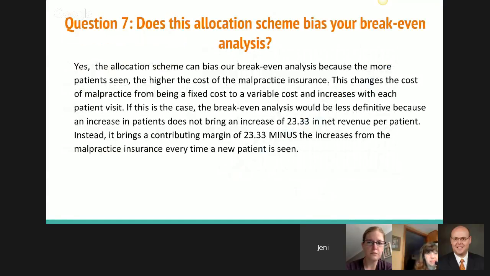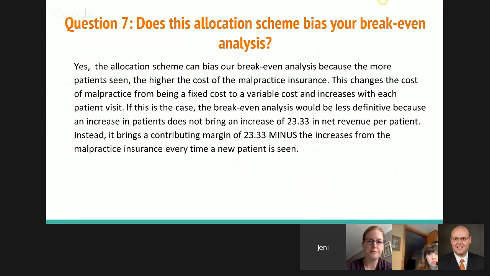Question number 7. Does this allocation scheme bias your break-even analysis? We decided that yes, the allocation scheme can bias our break-even analysis because the more patients seen, the higher the cost of the malpractice insurance. This changes the cost of malpractice from being a fixed cost to a variable cost and increases with each patient visit.